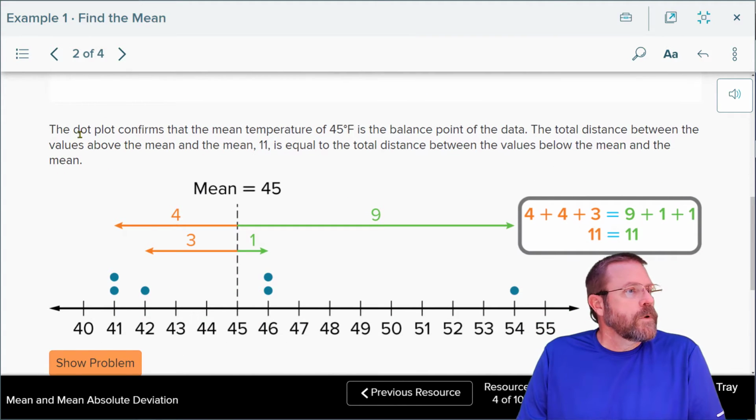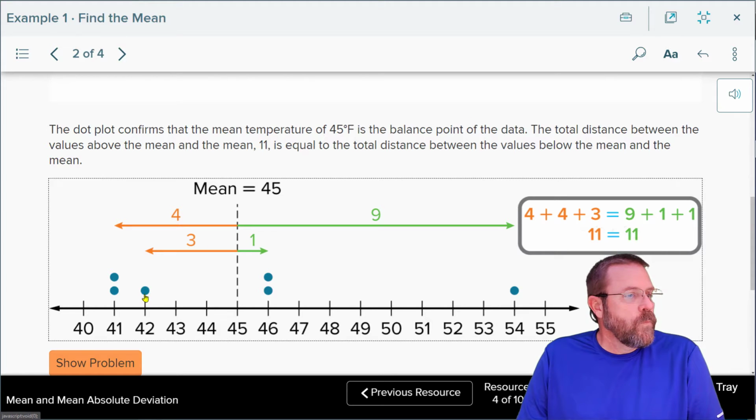Next, if you were to look at a dot plot, it confirms that the mean temperature is going to be 45 degrees. And this is why. You have one point that is 3 points away from the mean, 2 points that are 4 points away from the mean, and when you add that, 4 plus 4 plus 3 is equal to 11.